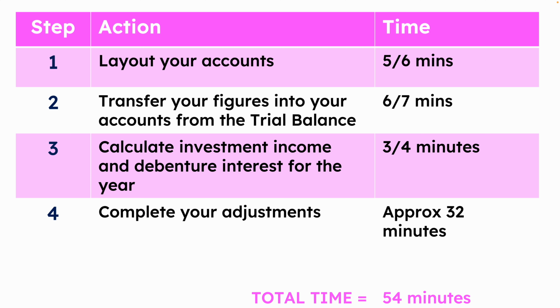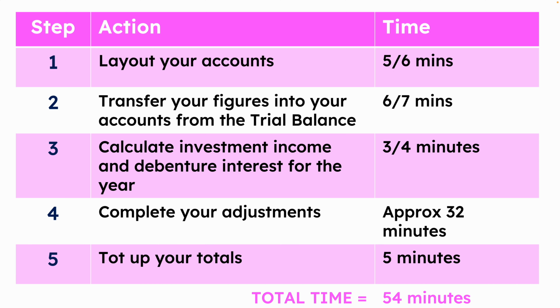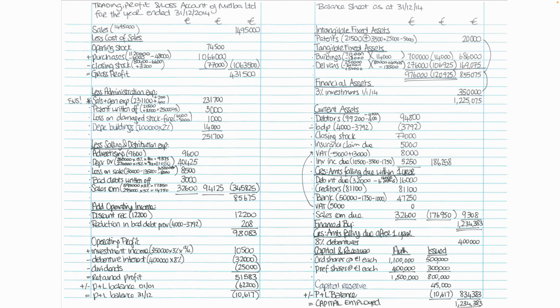Step 4, we will complete the adjustments, which will take approximately 32 minutes. And step 5, we will tot up the totals for 5 minutes. So in total, question 1 should take us no longer than 54 minutes. If it does, you need to move on quickly to whatever question is coming next.